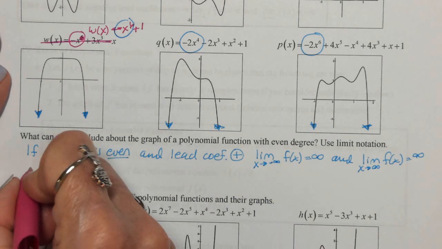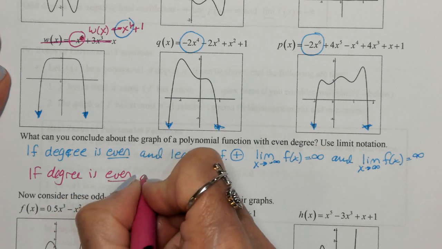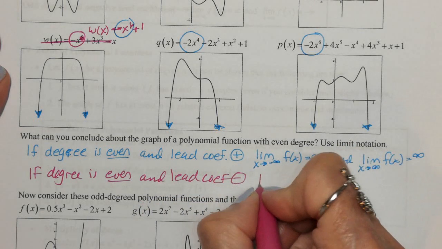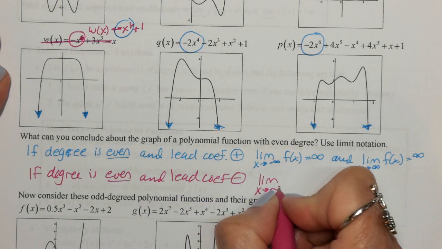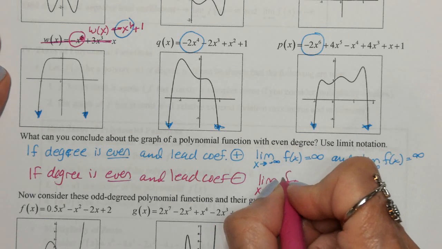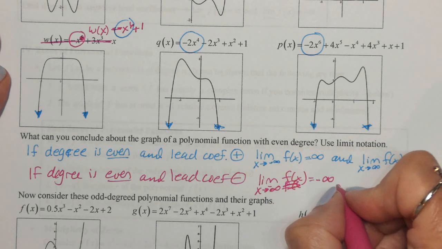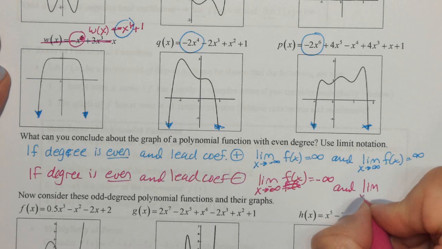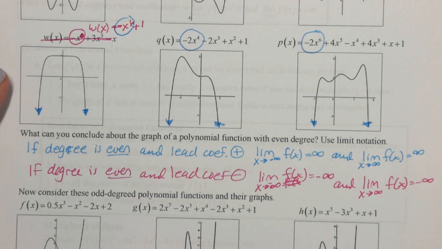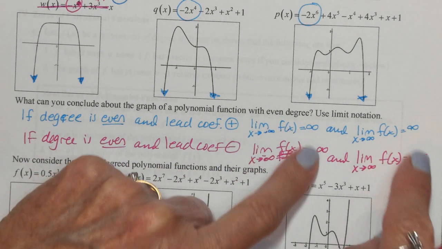If the degree is even and the lead coefficient is negative, then both of those limits are negative infinity. So it all depends. If the degree is even, then you only have to look at the lead coefficient to get both of those limits.